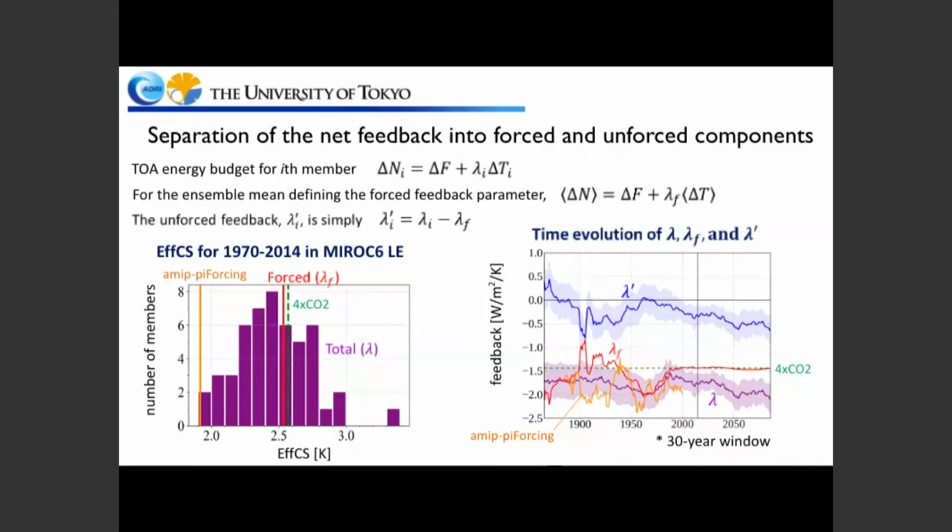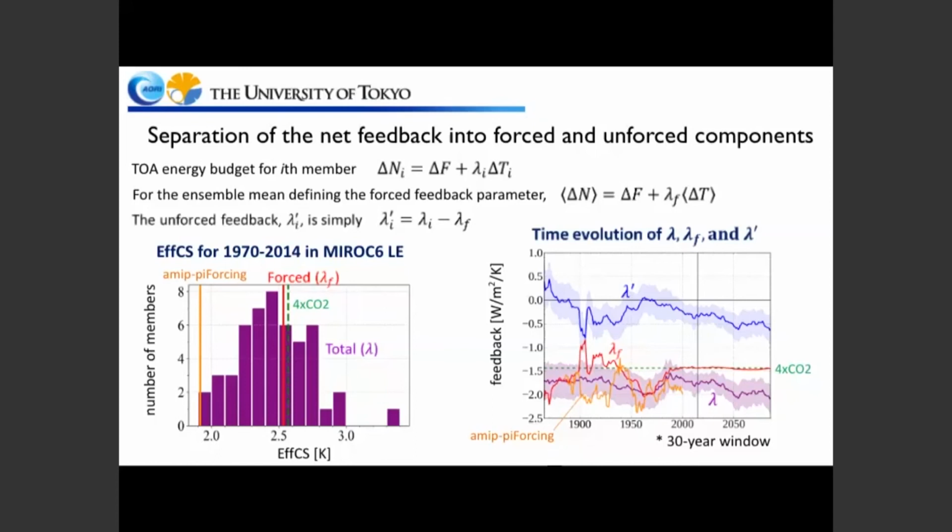And the bottom left plot shows the effective sensitivity estimated for the period from 1970 to 2014 in the large ensemble. And you would see there is a scatter of the sensitivity of slightly larger than 1 degree, which is not negligible at all. And the sensitivity taken from the MPI forcing of MIROC6 lies near the lower end of the histogram, which is not surprising. But interestingly, the forced component of the feedback, which is shown by a red line, is very close to the sensitivity calculated directly from the 4 times CO2 run.